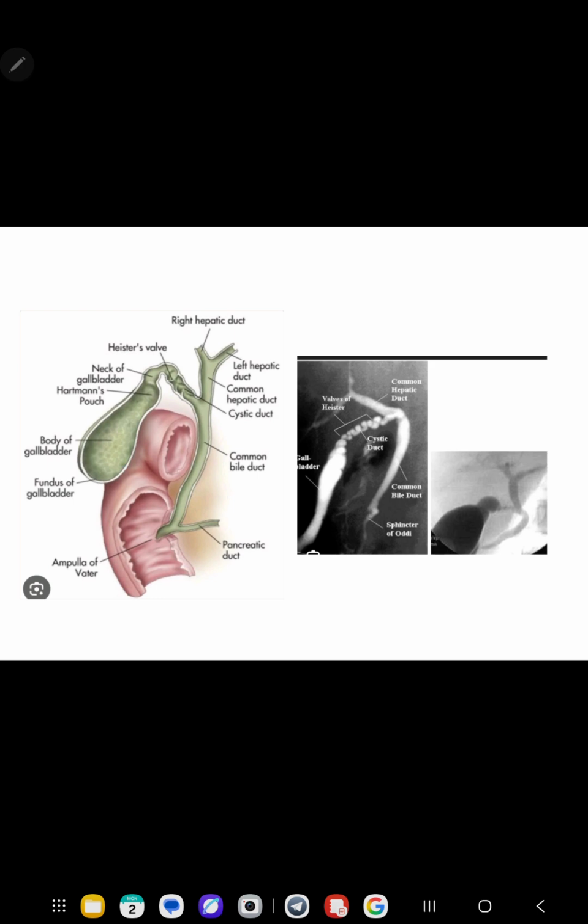So these are the parts of gallbladder: fundus, body and neck of gallbladder, and at the junction of this neck and the cystic duct there could be an outpouching called Hartmann's pouch, where the gallstones can lodge. That is Hartmann's pouch. And the mucosal folds inside the cystic duct, that is spiral valve of Heister.